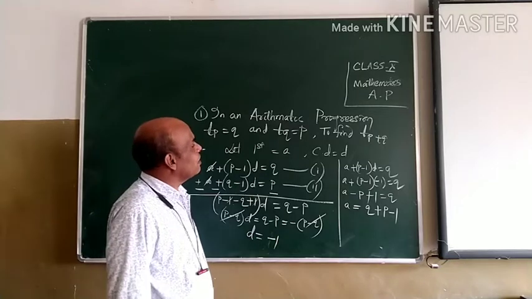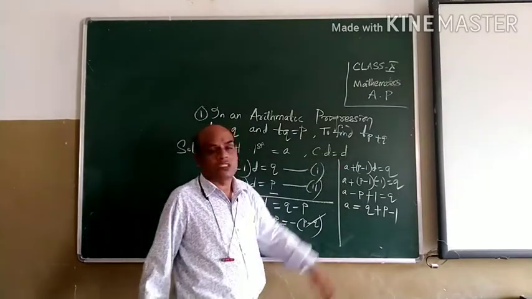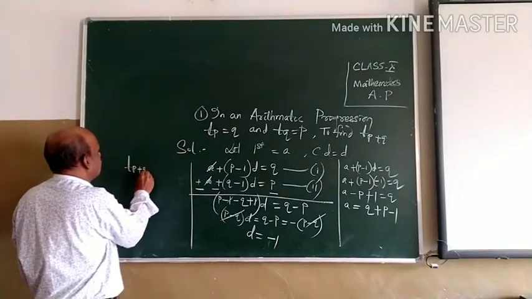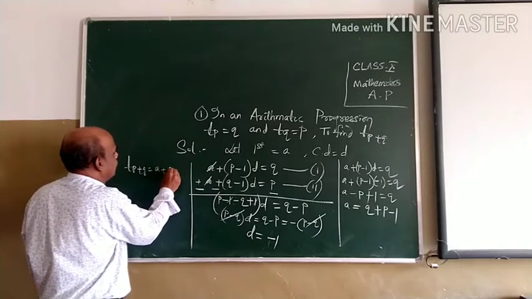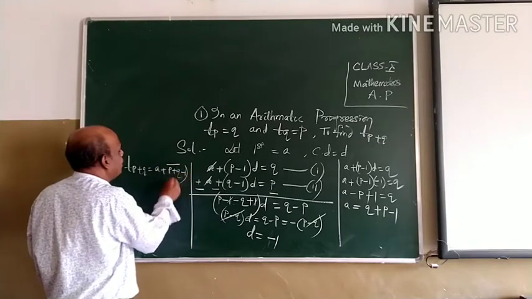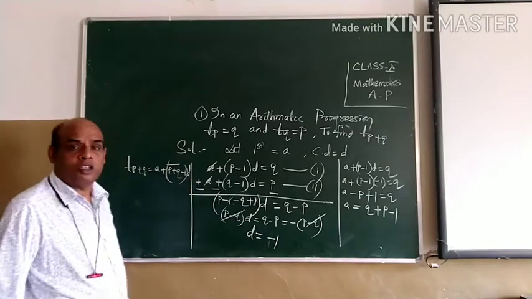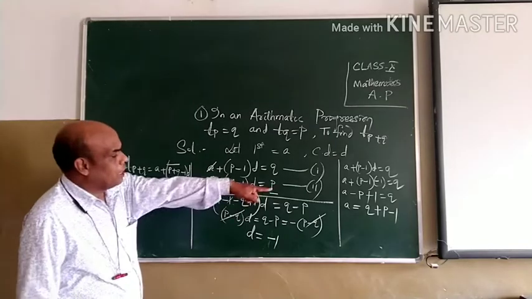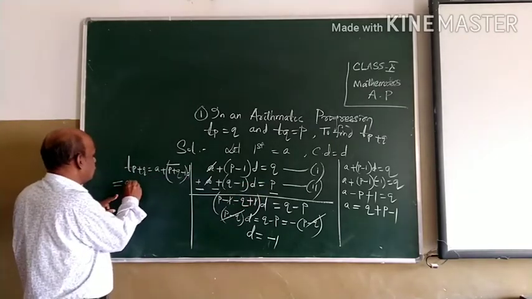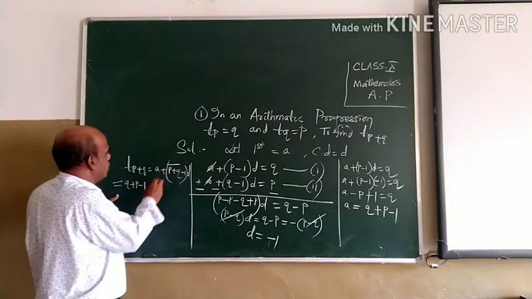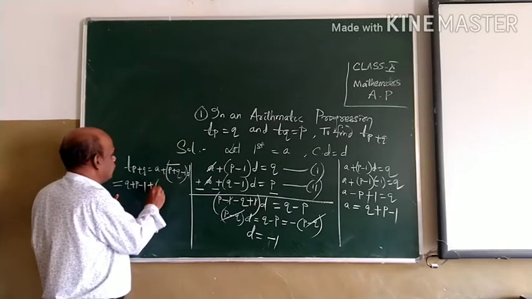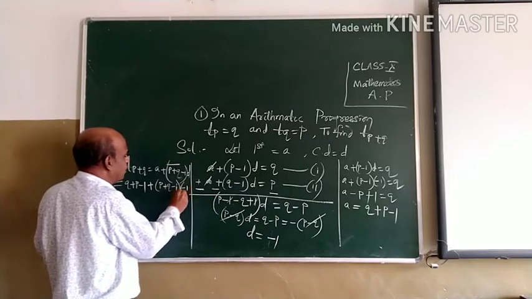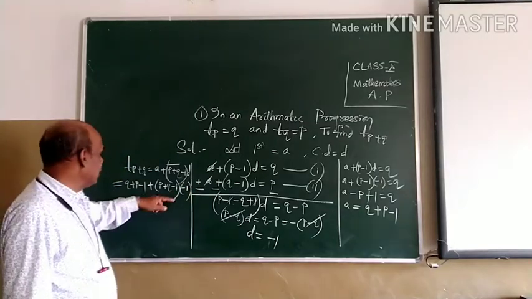And the question is to find the p plus q term. So you will write: p plus q term is equal to a plus (p plus q minus 1) into d, as per the nth term formula. So now you have to put the value of a, which is q plus p minus 1, then plus (p plus q minus 1), and the d value is minus 1. It means minus 1 will be multiplied with this number.